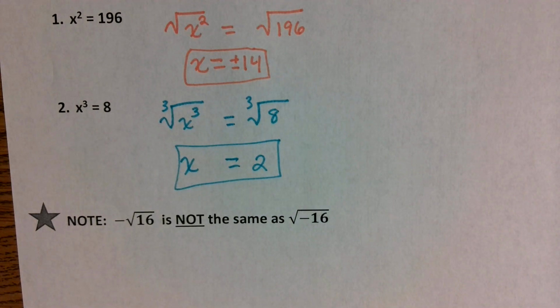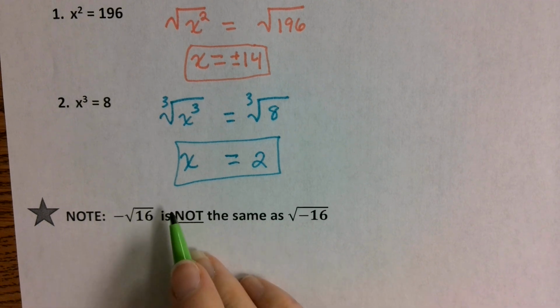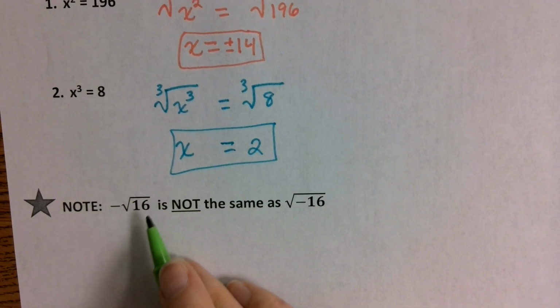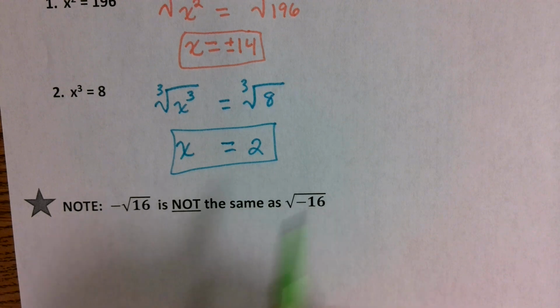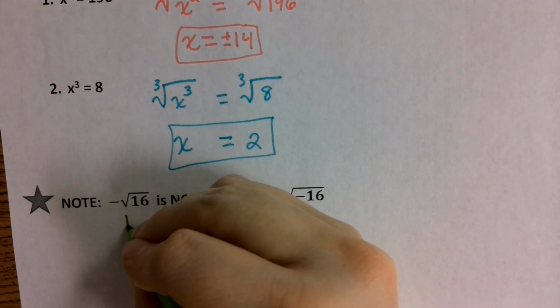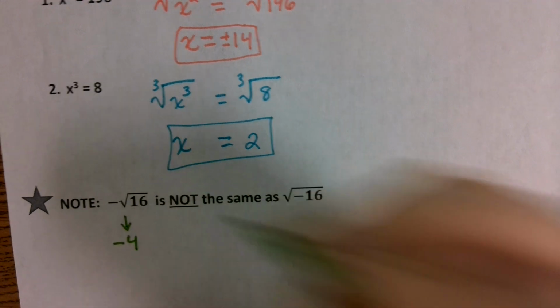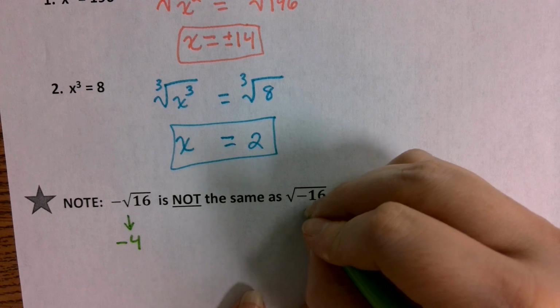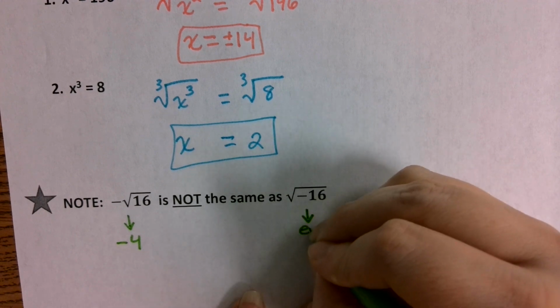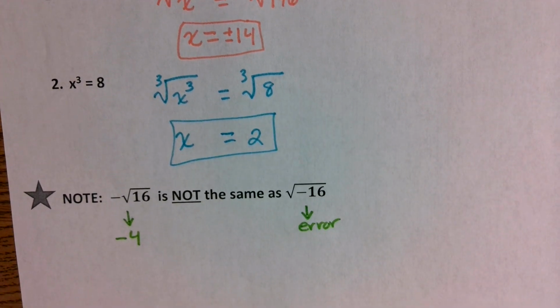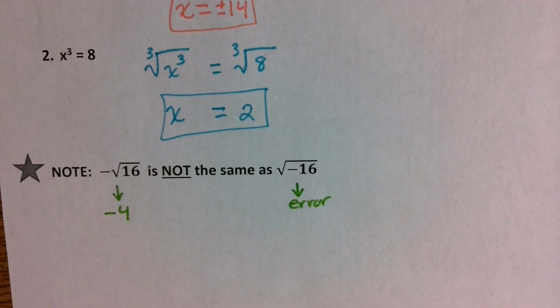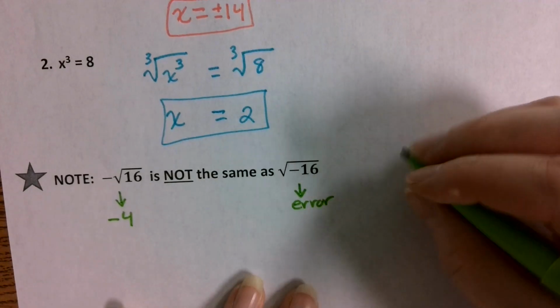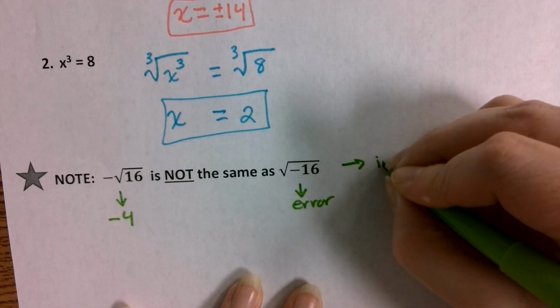Okay? All right. So one thing that you want to make note of: a negative square root of 16 is not the same thing as a square root of negative 16. If we take the negative square root of 16, that comes out to negative 4. But for the square root of negative 16, this is going to provide an error. If you try to do this inside of a calculator, it's going to spit out a syntax error, because this is actually called an imaginary number.